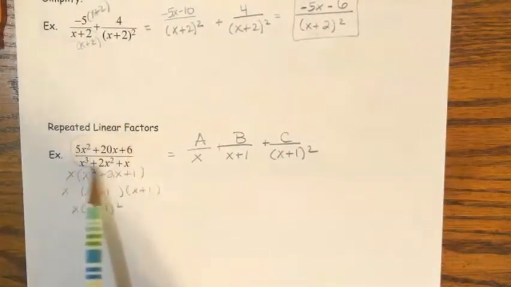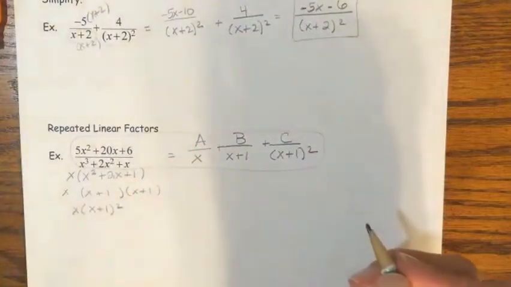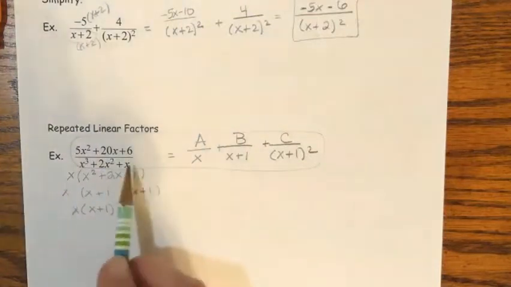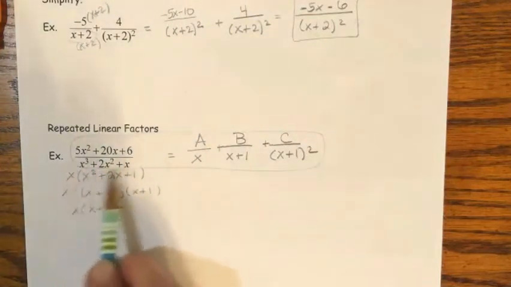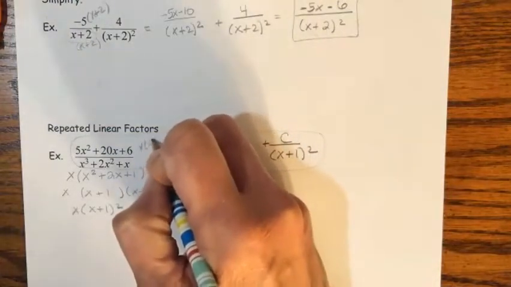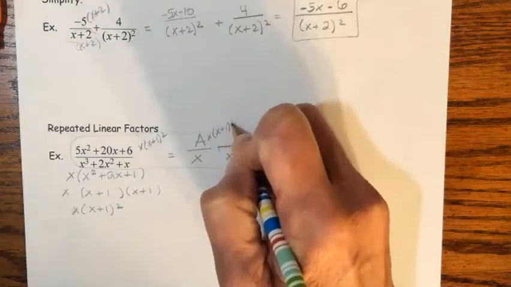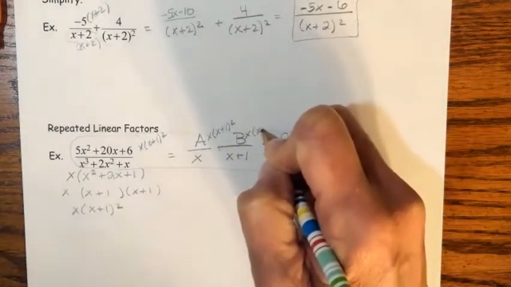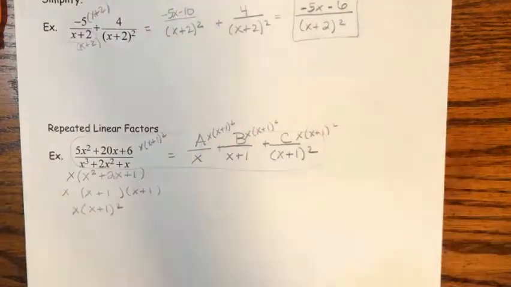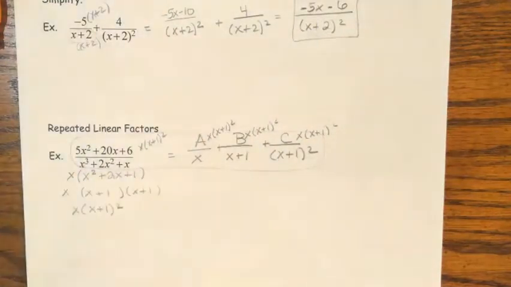So once I have this fraction, I'm not going to have room to rewrite it. So the next thing I'm going to do is multiply everything by the common denominator, which is this whole thing. So I'm going to be multiplying each term by x times x plus 1 squared. And that's going to get rid of my fractions. That's the whole point of doing that.